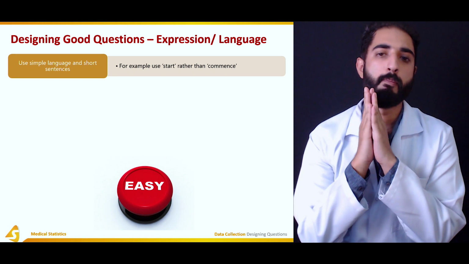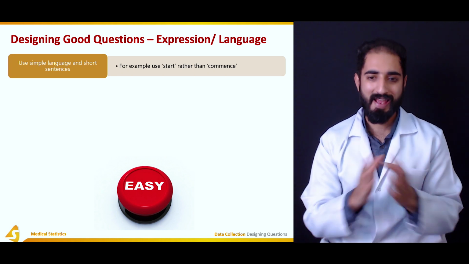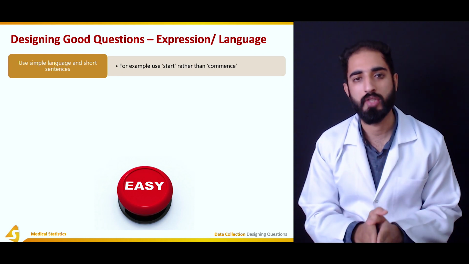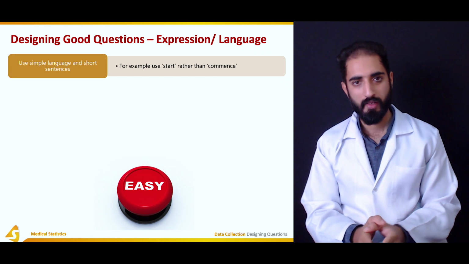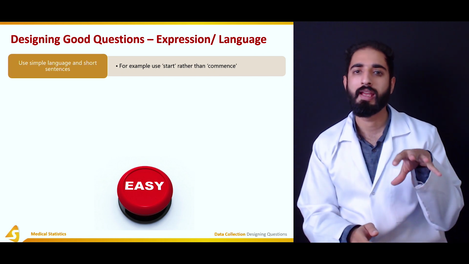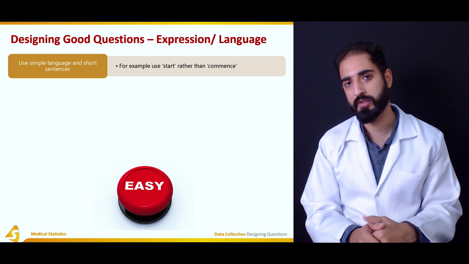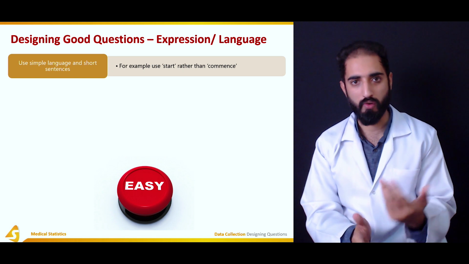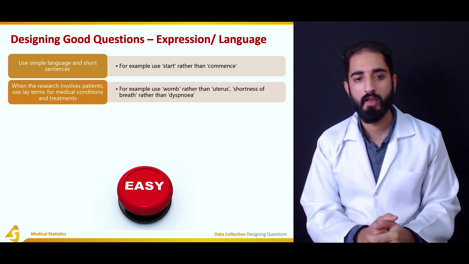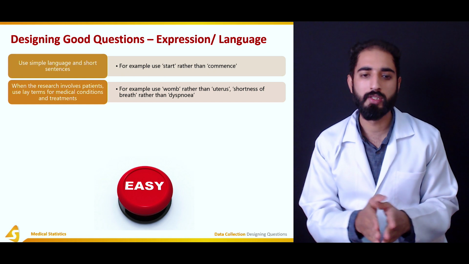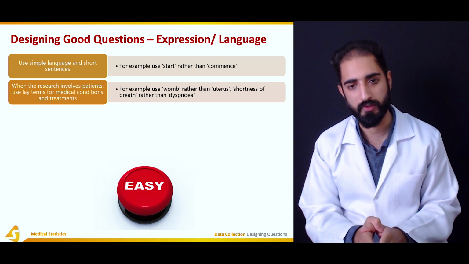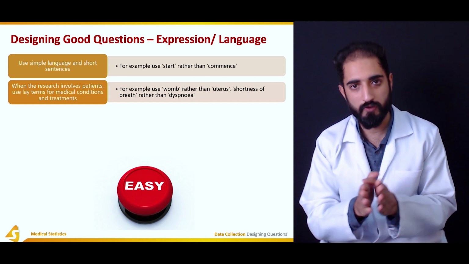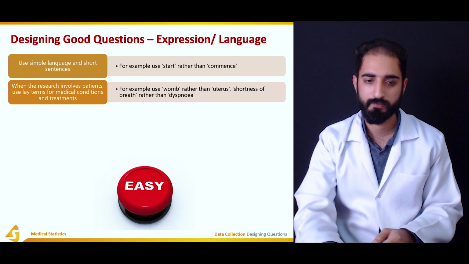The first and most important thing when we talk about expression and language is that it should be simple and the sentences should be short. The vocabulary that you use should be understandable by everyone participating in the study. For example, use start rather than commence because it is an easier word. When the research involves patients, use lay terms for medical conditions and treatments. For example, use womb rather than uterus and shortness of breath rather than dyspnea.